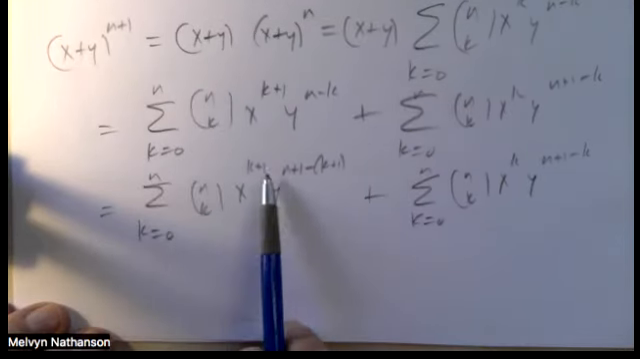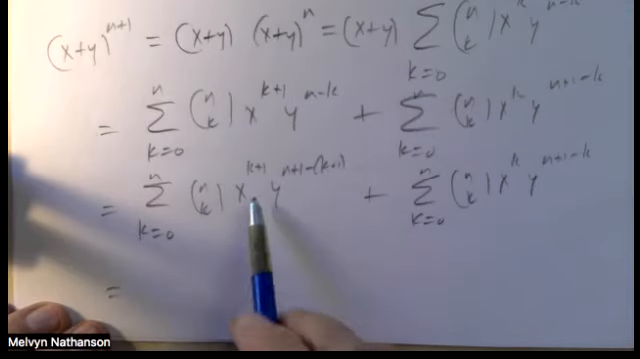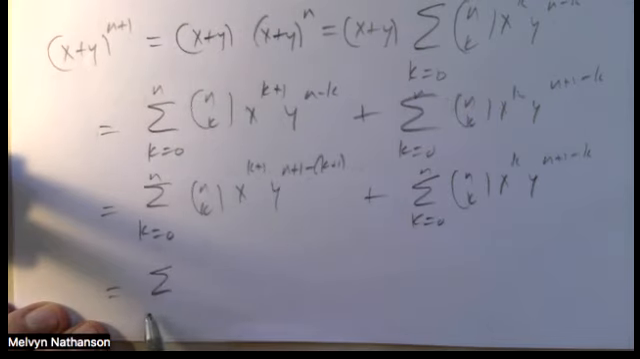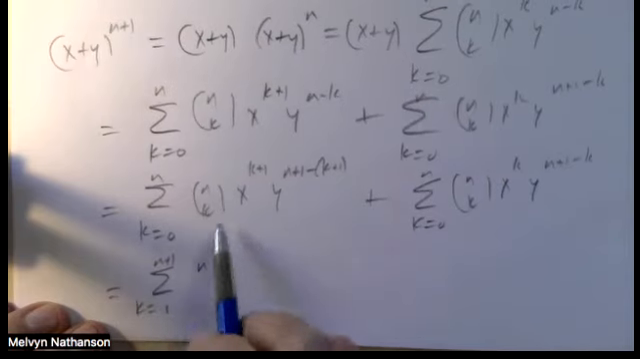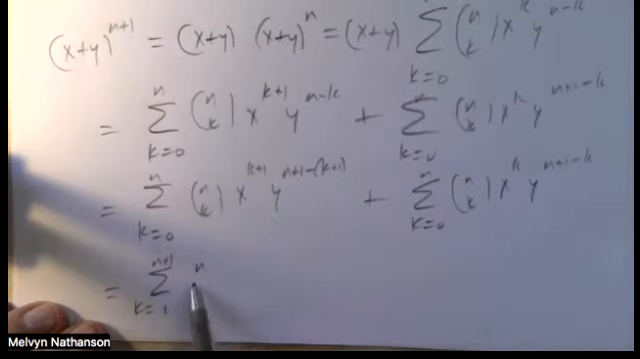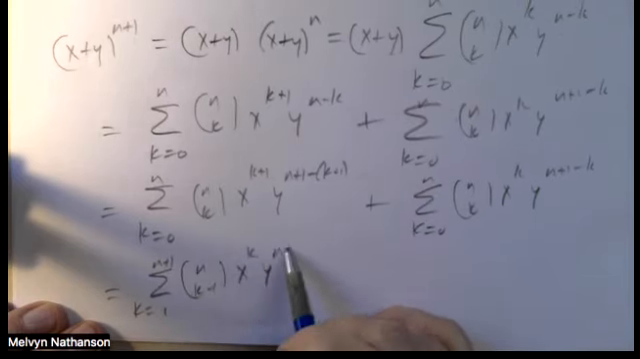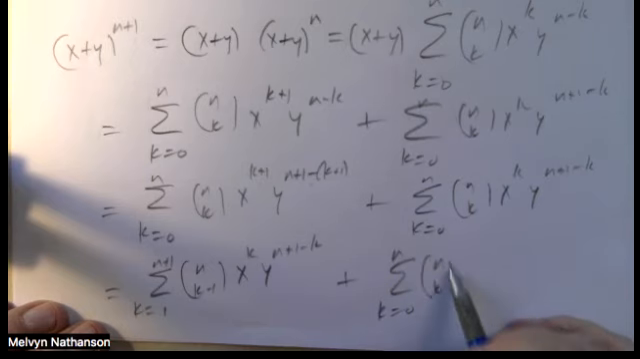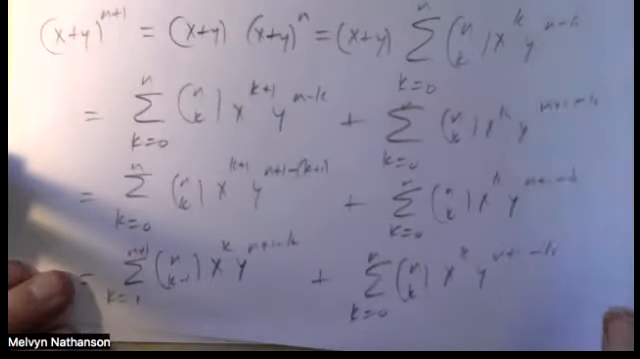Here, if I replace k plus 1 with k, this is the same. See, as k goes from 0 to n, k plus 1 goes from 1 to n plus 1. So I'm going to replace k by k minus 1. This is n choose k minus 1, x to the k, y to the n plus 1 minus k, plus the sum, k goes from 0 up to n, of n choose k, x to the k, y to the n plus 1 minus k.